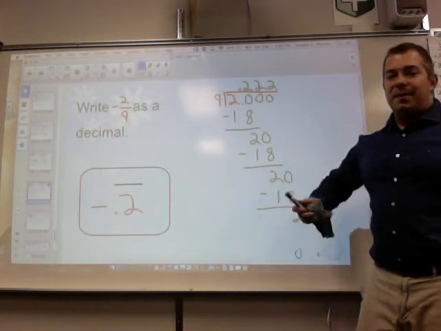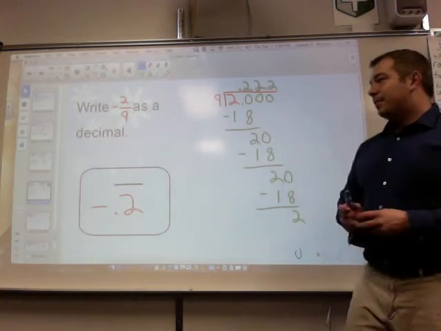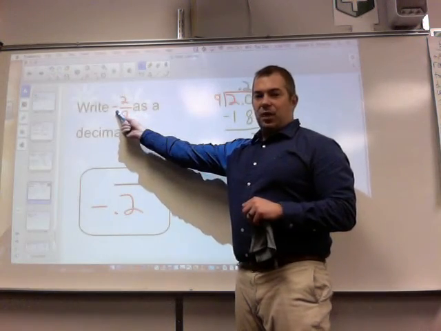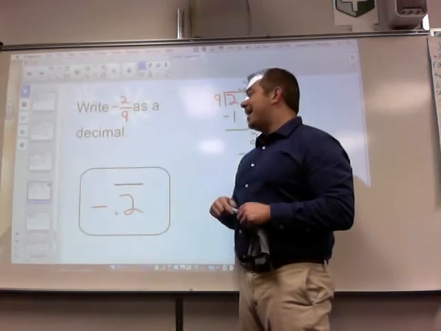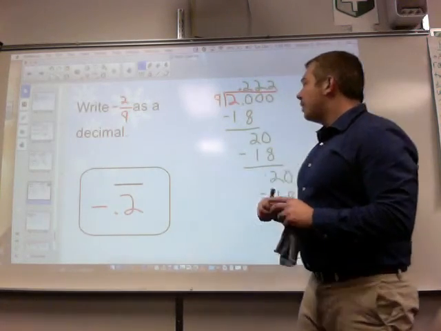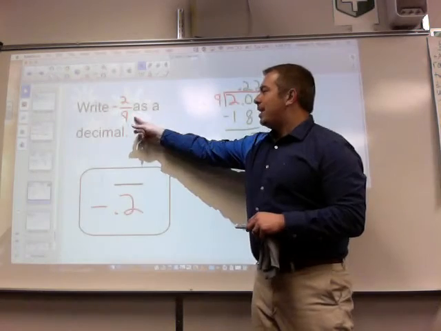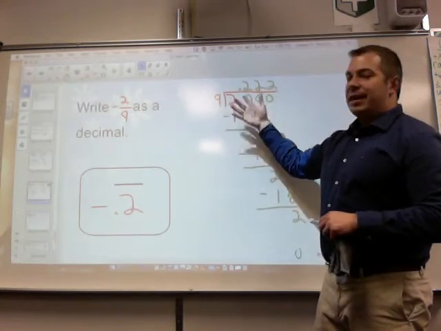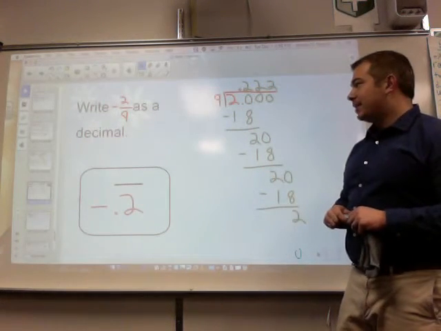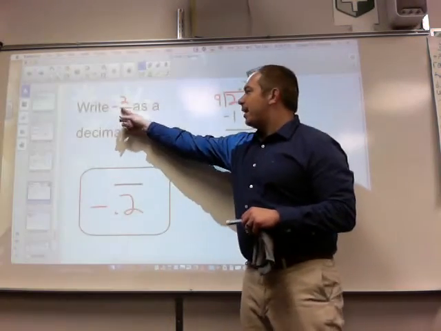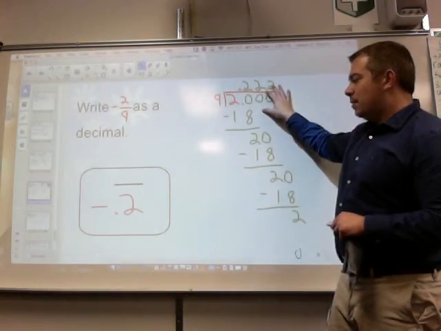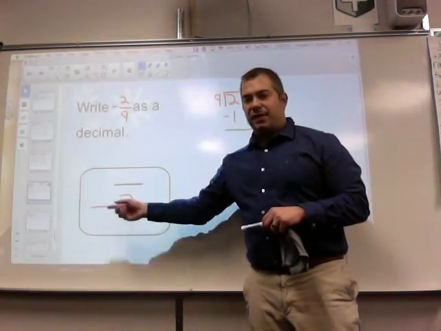Now, same kind of deal when you're working with negative numbers. It says write negative 2/9 as a decimal. What you're going to do here is 2 divided by 9. Now I did the whole problem for you ahead of time. But I'm going to forget about the negative sign when I'm working with this, but it's important that I add my negative sign in at the end.